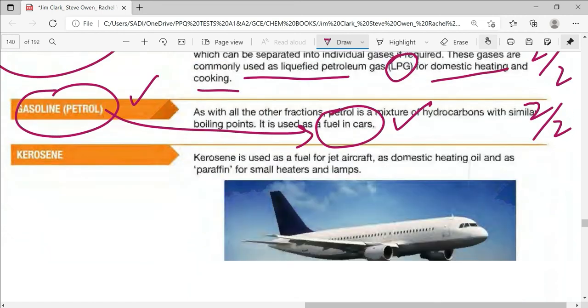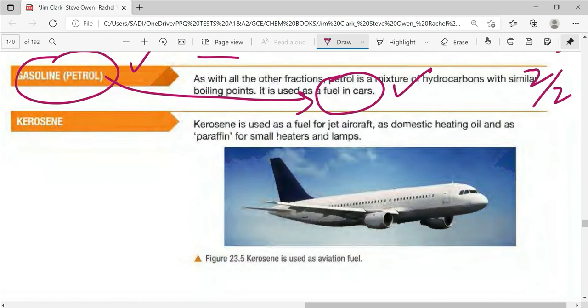Moving on to the kerosene. Kerosene is a little bit heavier than petrol, so that's why, to take heavy duty work out of that, we are using this in aeroplanes as aviation fuel. And we can use it as paraffin also. One of the fractions is paraffin, to light up heaters and lamps also.